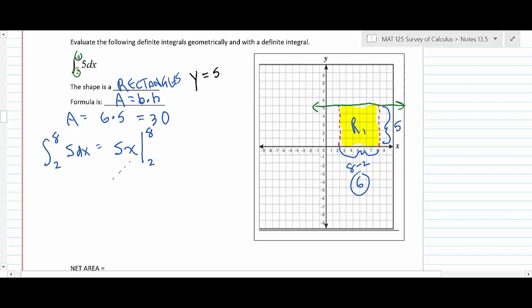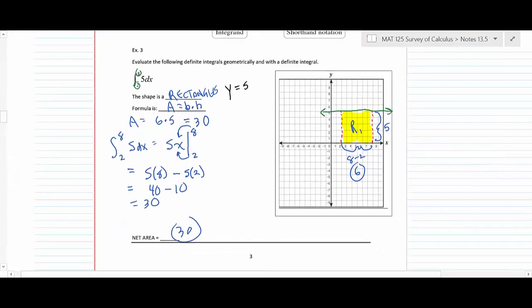And then when you do the fundamental theorem, here's what you do. You plug this in. First you go 5 times 8, then you go 5 times 2, and then you subtract the result. That should give us the same answer, 30. Let's see if it does. That's 40 minus 10. So indeed, the net area is 30. That's how you actually do a definite integral.